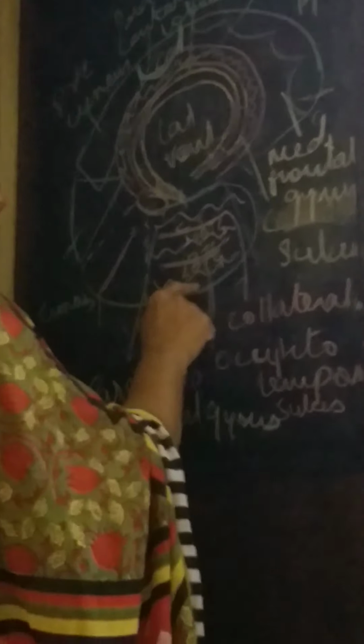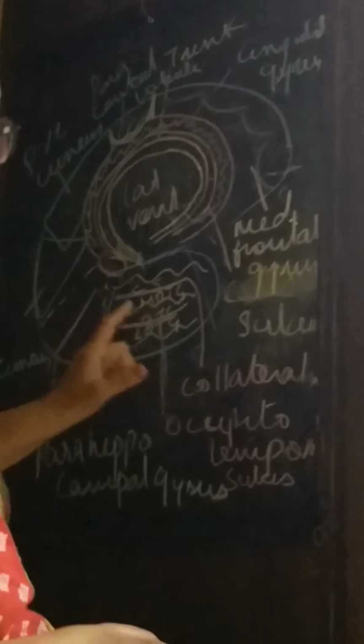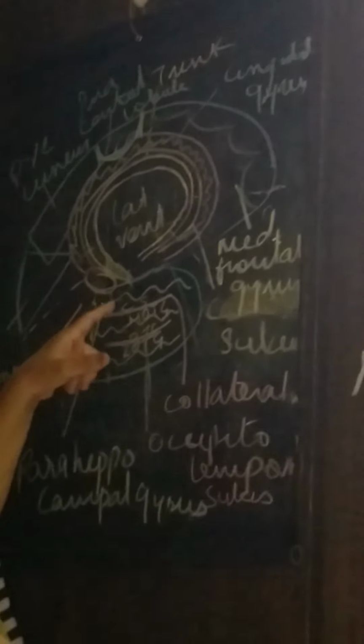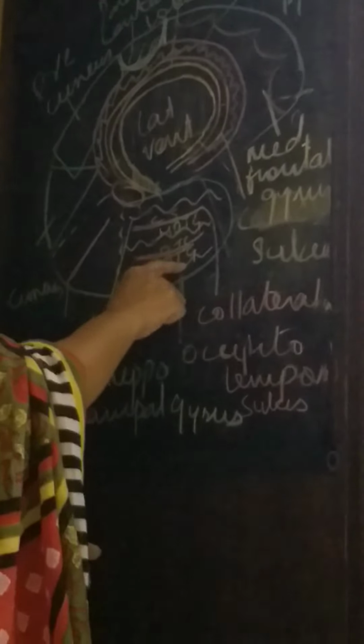And the temporal lobe along the medial surface of the cerebrum consists of two sulci: the collateral sulcus and the occipitotemporal sulcus, which divide the three gyri.